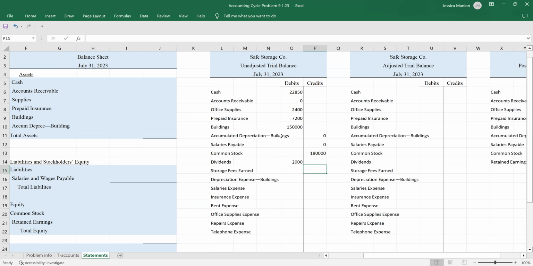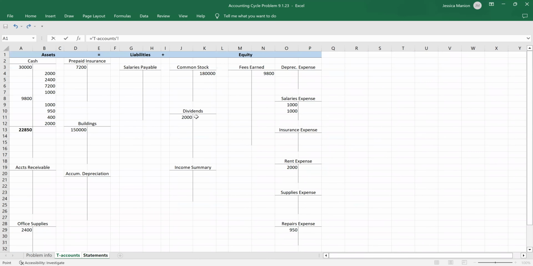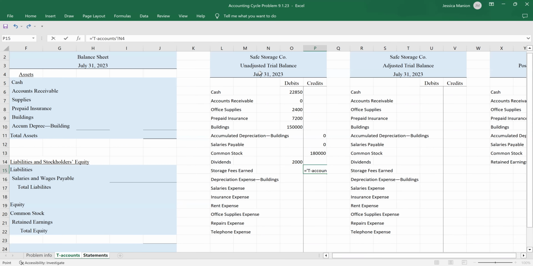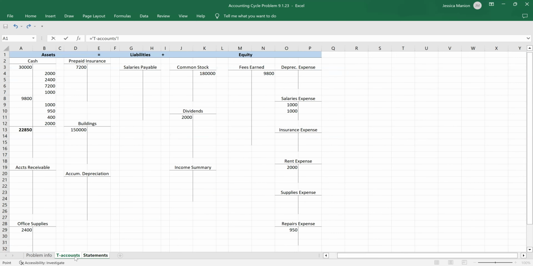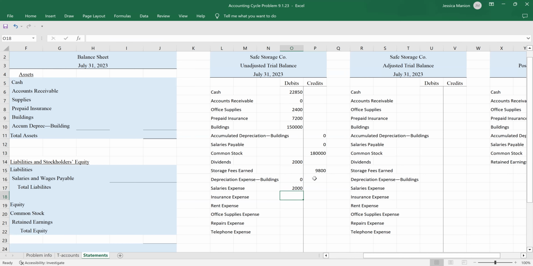Storage fees earned, remember this is our revenue account. Revenue has a normal credit balance, so equals, we click back on our T accounts, here's our fees earned, all right. And now all of our expenses are what are left on this trial balance. Okay, we don't have anything in depreciation yet. Remember, we do have salaries expense though. So salaries expense, we'll have to say equals this plus this, right? There's our 2,000.